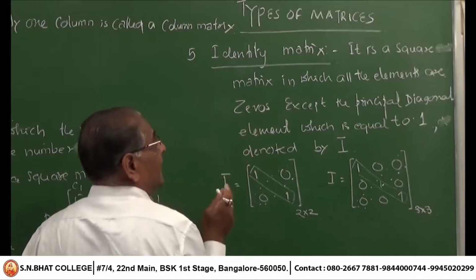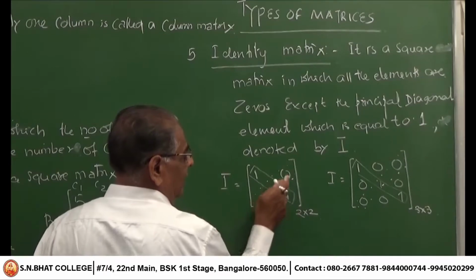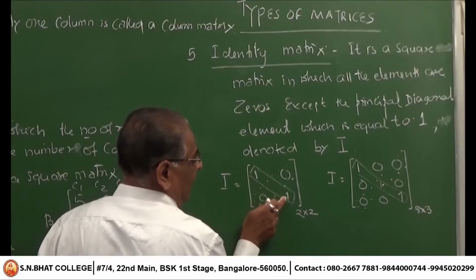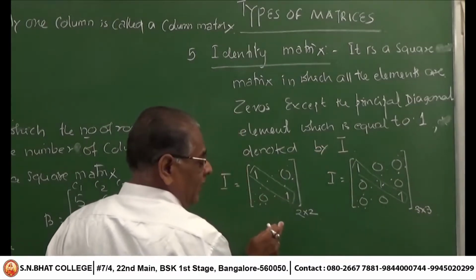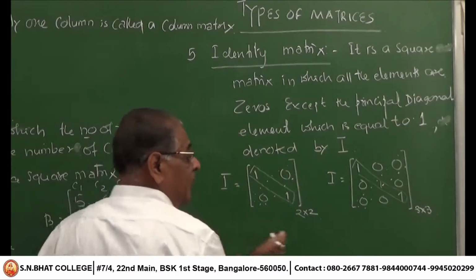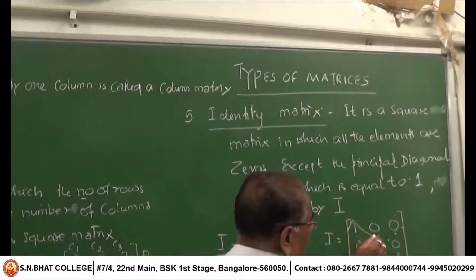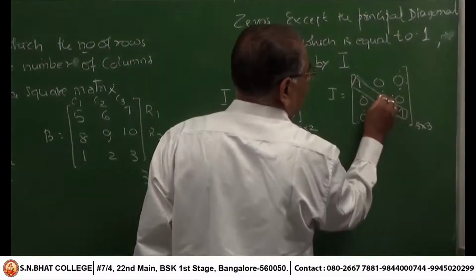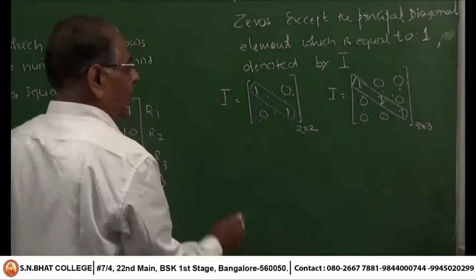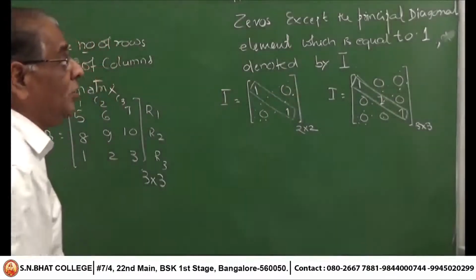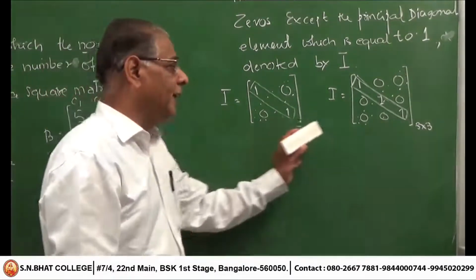Definition of an identity matrix: it is a square matrix in which all the elements are 0 except the principal diagonal element, which is equal to 1. This is one of the examples for an identity matrix. In the second matrix, all the elements are 0 except the principal diagonal element, which is equal to 1. All principal diagonal elements must be 1 and all other elements are 0; this is called an identity matrix. These two are the examples for an identity matrix.